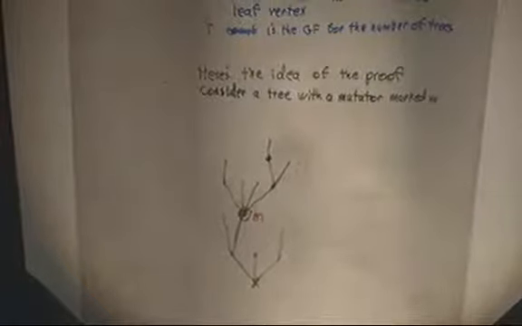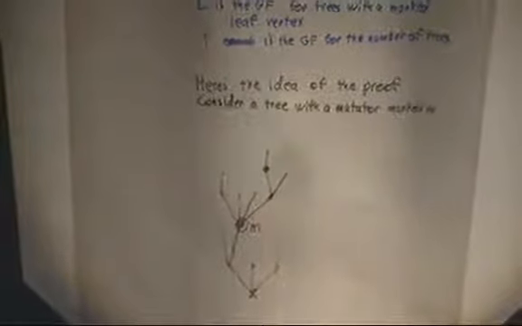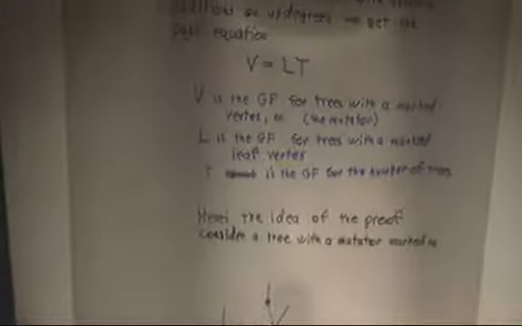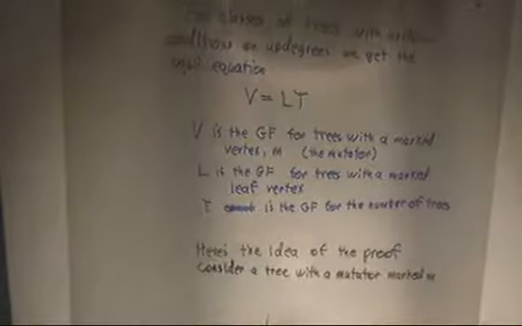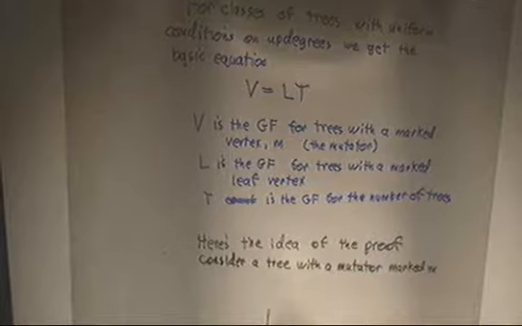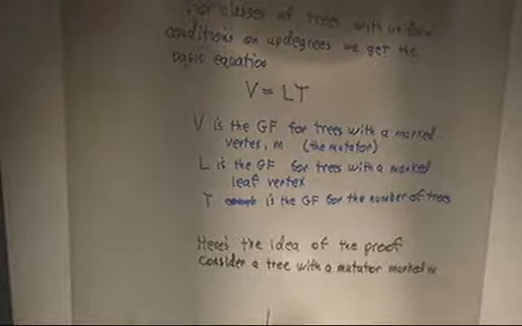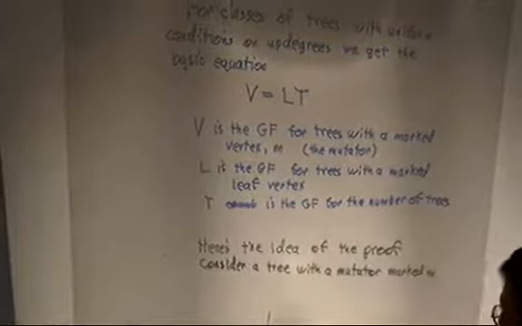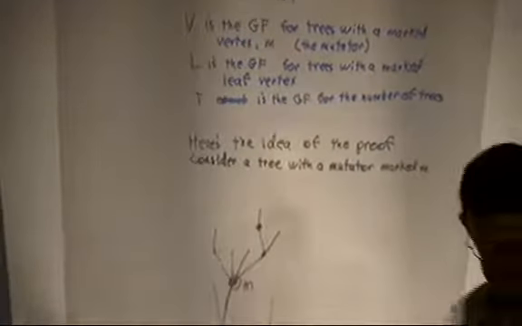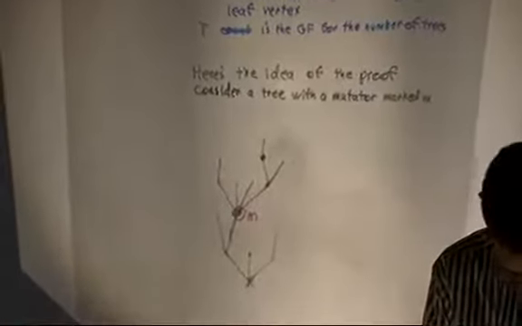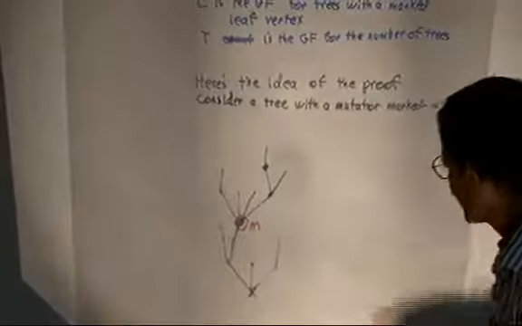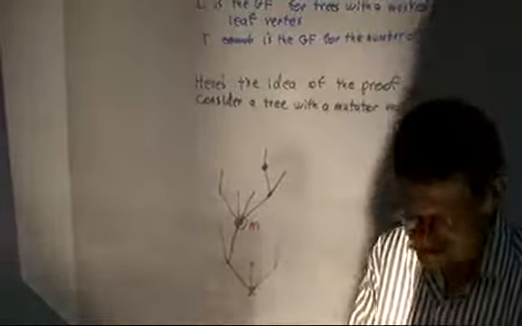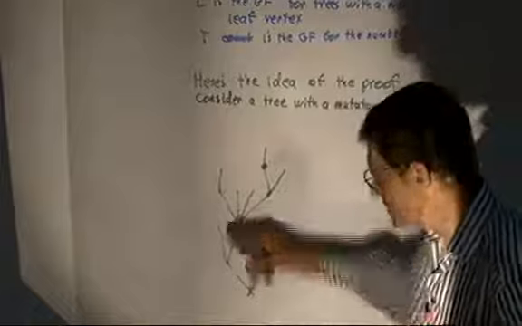Okay, so V is the generating function for trees with a marked vertex, which we are now calling the mutator to make it sound biological. L is the generating function with a marked leaf vertex. So this is a leaf, leaf, leaf, whatever. And the proof's very simple. Take out a pair of scissors and snip it down.